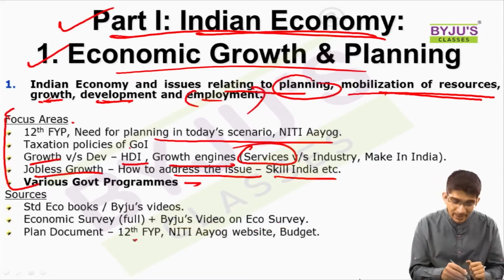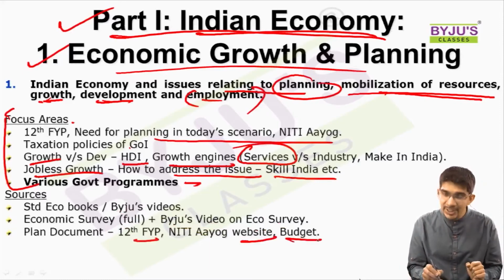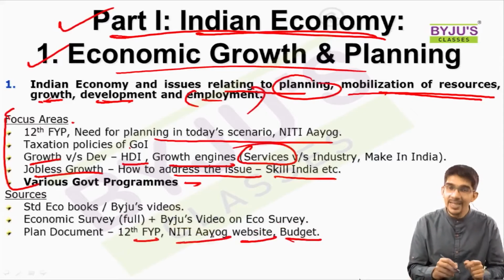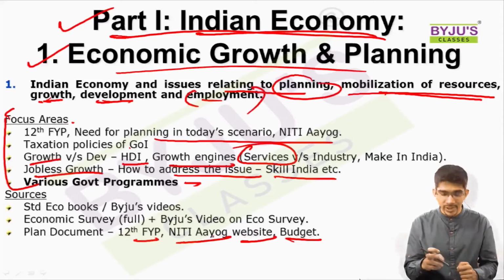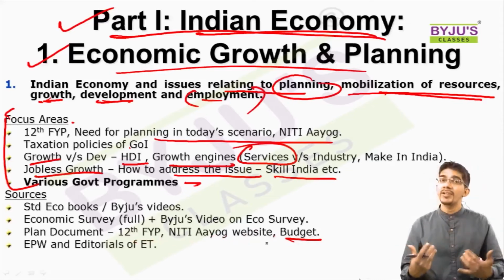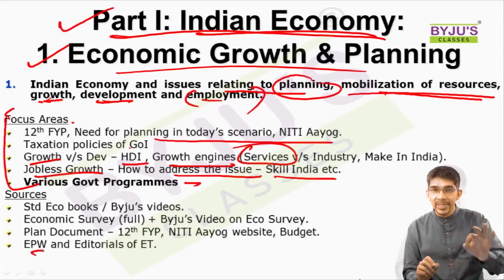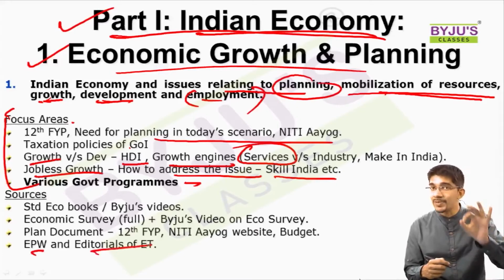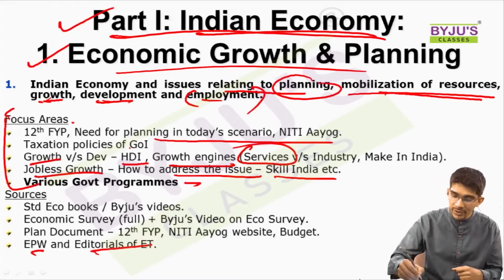Now the 12th Five-Year Plan document itself becomes very important, available on the website. The budget documents are also available on the website, and Niti Aayog, the new modified version of Planning Commission, these are all important sources. And the website of Niti Aayog also becomes a very important source. In addition, there are very good magazines and newspapers available, EPW, which is Economic and Political Weekly, and editorials of Economic Times, Financial Times, etc. Such newspapers also can be used to get a thorough understanding of the focus areas.